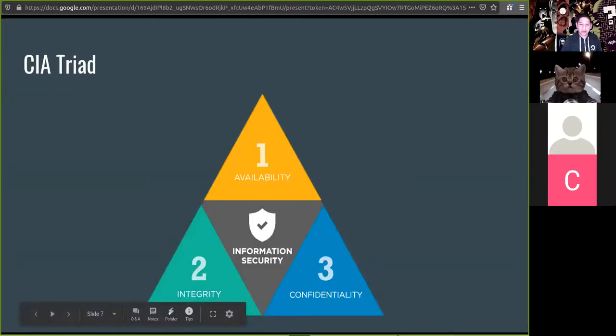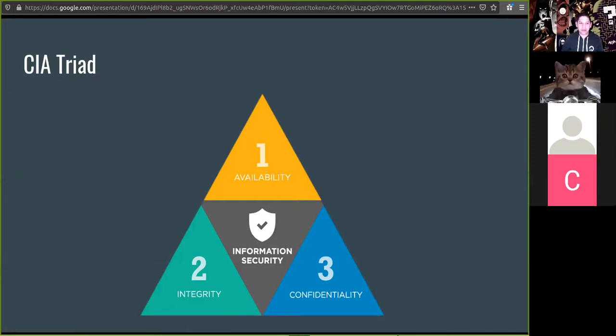Another item that is fundamental to the world of security is the CIA Triad, which is composed of confidentiality, integrity, and availability. Confidentiality being only the authorized people can view the information, integrity being that information is correct and unaltered, and availability being it's accessible to authorized users.